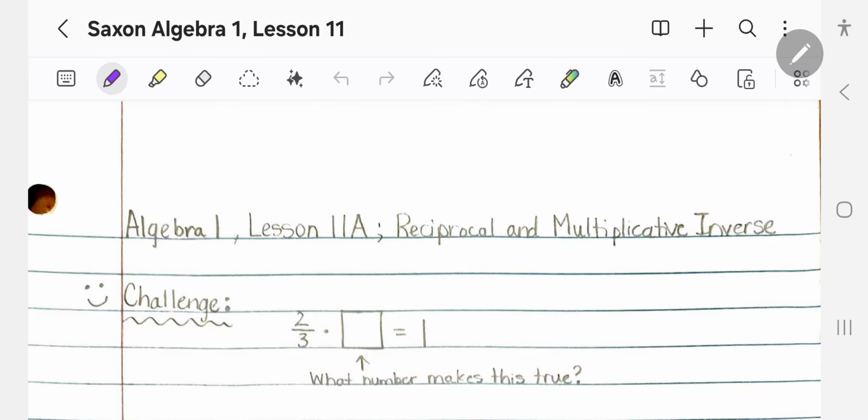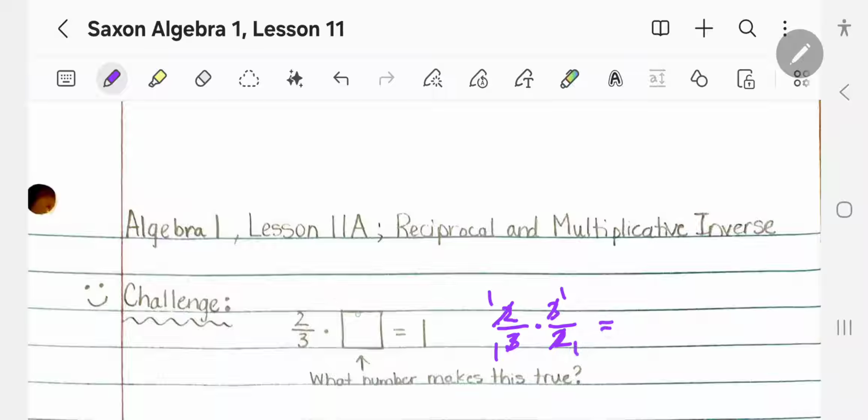Maybe you can pause the video. Try this for yourself. Think about that for a second. If we want something to equal 1, then we really need this to cancel and we need this to cancel. So what could we multiply it by so that those cancel? Well, I would need a 3 up here to cancel with this 3 down here, and I would need a 2 down here to cancel with this 2 up here.